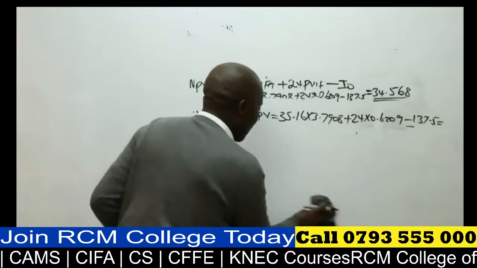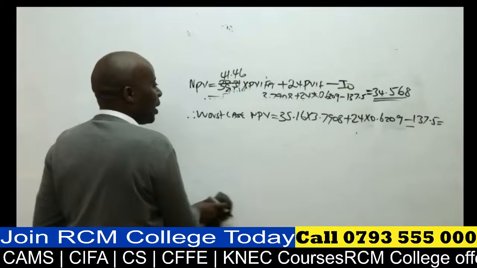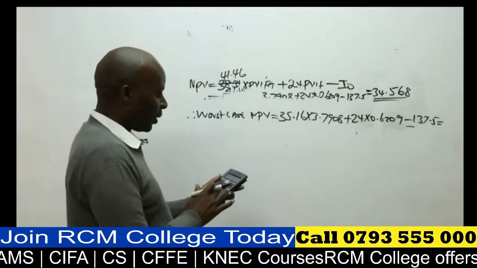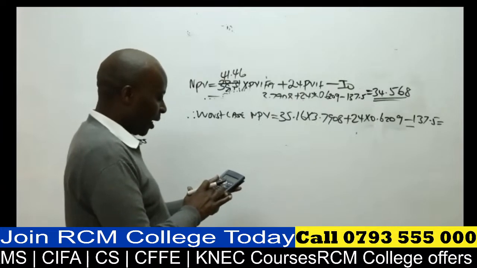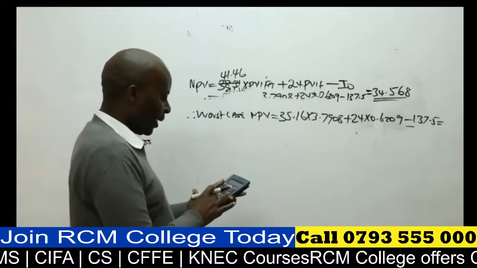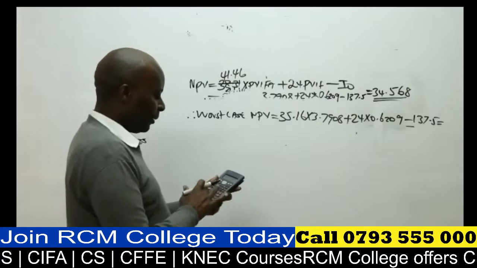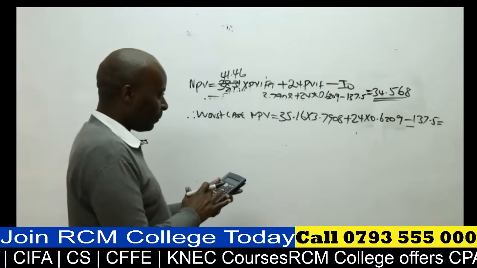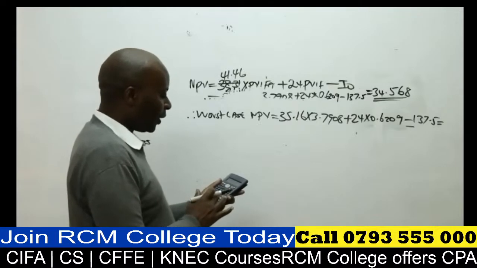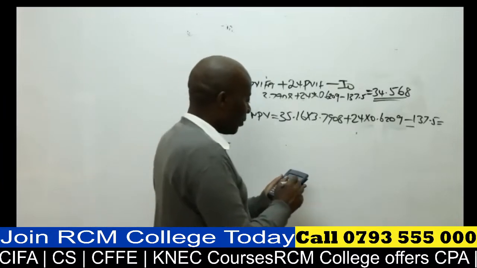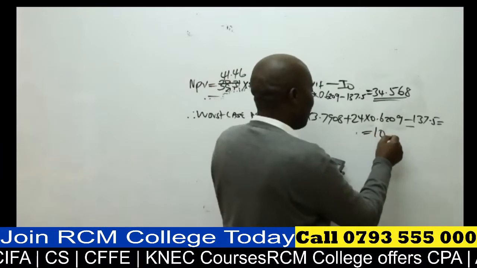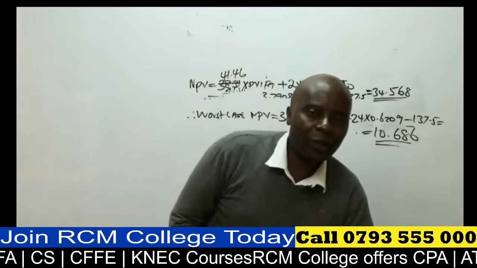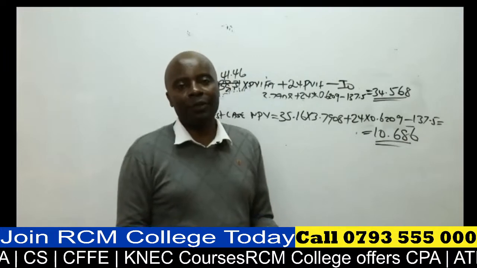So this worst case scenario net present value, ladies and gentlemen, will be: we have here 35.16 times 3.7908 plus 24 times 0.6209 minus 137.5, which at the end of the day will give us 10.86 net present value.